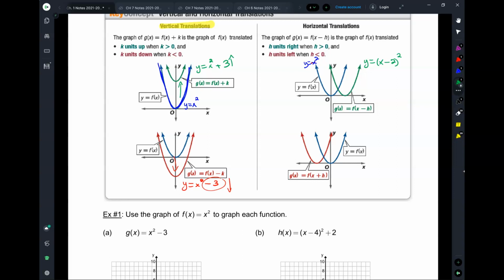So how do you know if it moves left or right? Here's how we know. Take this stuff inside the parentheses. Only when it's inside the parentheses do you do this. Take the stuff inside the parentheses, set it equal to 0. x equals what? 2. Positive 2 means it moves to the positive side 2 units.